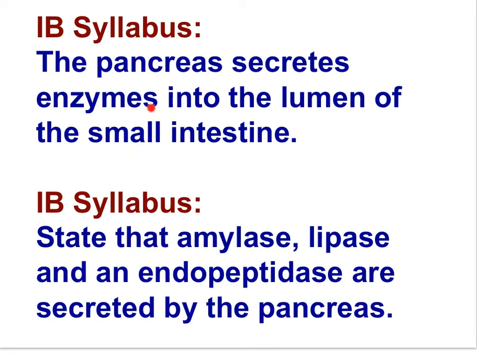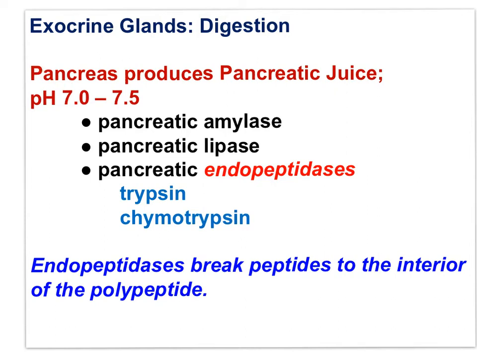The pancreas secretes enzymes into the lumen of the small intestine. State that amylase, lipase, and an endopeptidase are secreted by the pancreas into the small intestine. The endopeptidase is an enzyme that breaks peptide bonds toward the middle of the larger polypeptide. The pancreas produces pancreatic juice that has a pH of 7 to 7.5. Pancreatic juice has the following enzymes: pancreatic amylase, pancreatic lipase, and pancreatic endopeptidases.